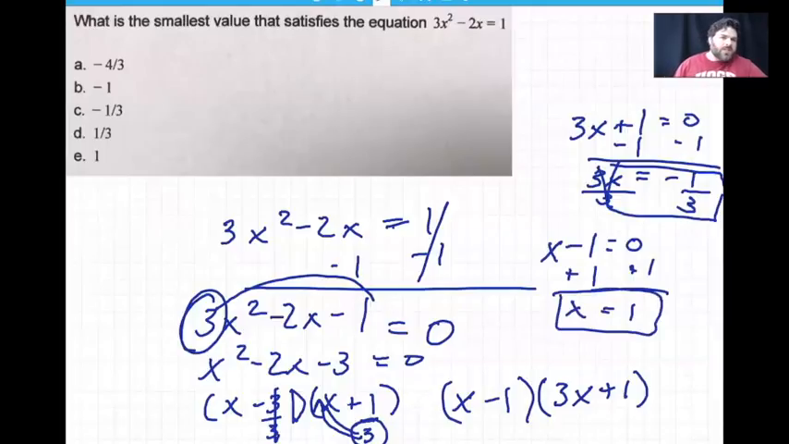So the question asks, what is the smallest value that satisfies the equation? The only two numbers that satisfy the equation are -1/3 and +1. So the smaller of those two values is -1/3. So we're going to say C is our correct answer, the smallest of those two values.